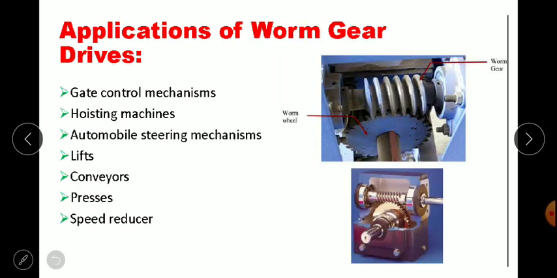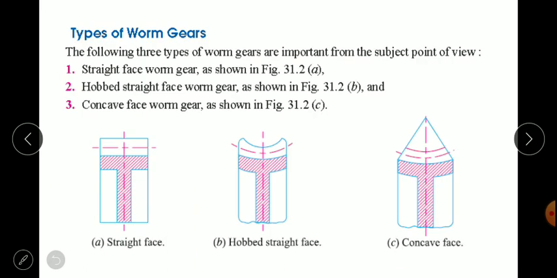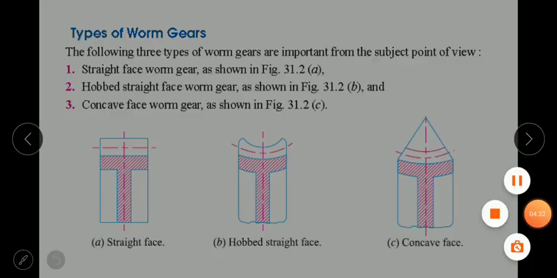Next one, about the applications of worm gear drives. Since there is a large speed reduction, slow motions can be obtained, so its applications are gate control mechanisms. Second one may be hoisting mechanisms. Sometimes it is used for automobile steering mechanisms. Then hoisting mechanisms may be lifts, conveyors, presses, and speed reducers as well.